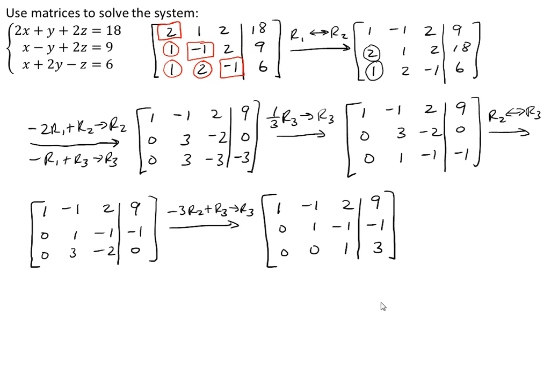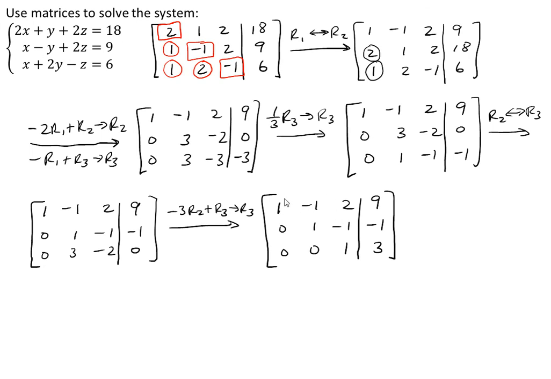Depending on which method we're going to use, we would either stop here and go back to a system of equations, or we would continue with the matrix. So stopping here and going back to the system is called Gaussian elimination with back substitution. At this point I would rewrite the corresponding system of equations, so I'd introduce my variables back in there.